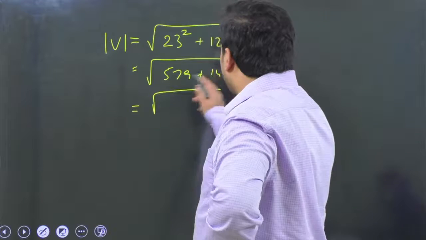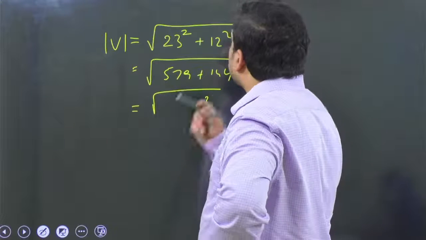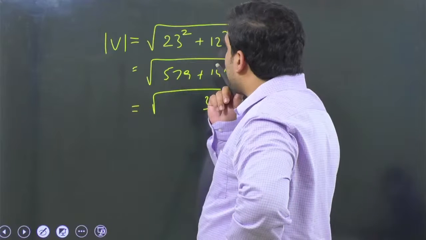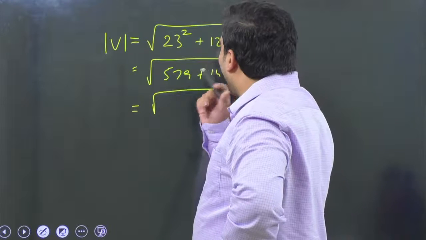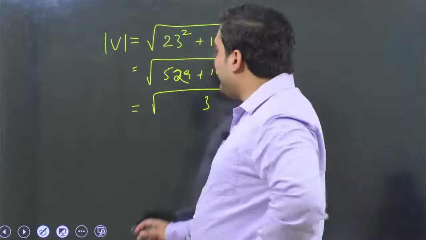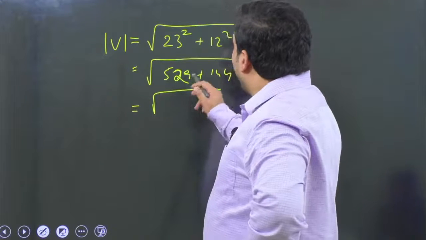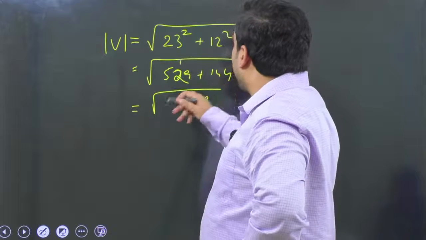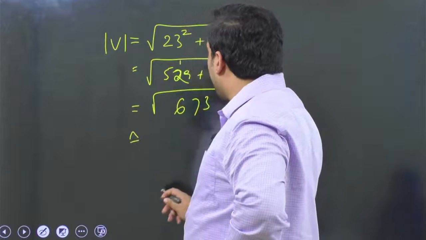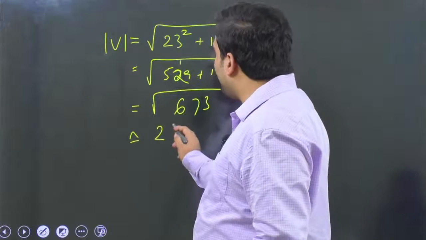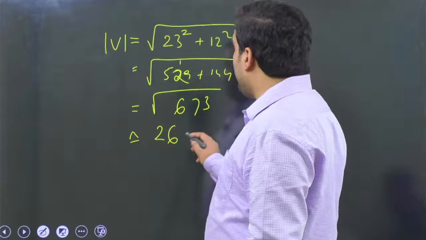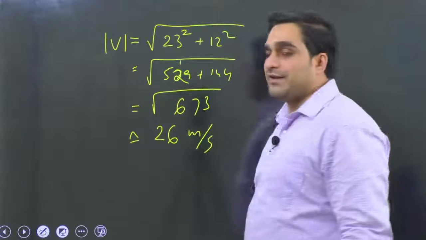Okay, sum them up. I have a wrong feeling about this. It is not 579. It's 529. It's 529, not 579. Then 529 plus 144 is 673, which can be approximated close to 26. So the magnitude of the velocity of the particle will be 26 meters per second.